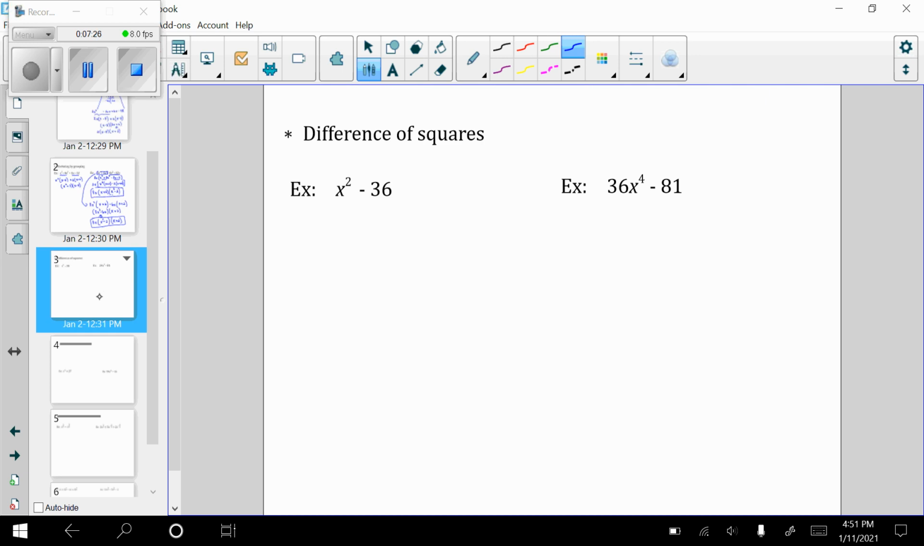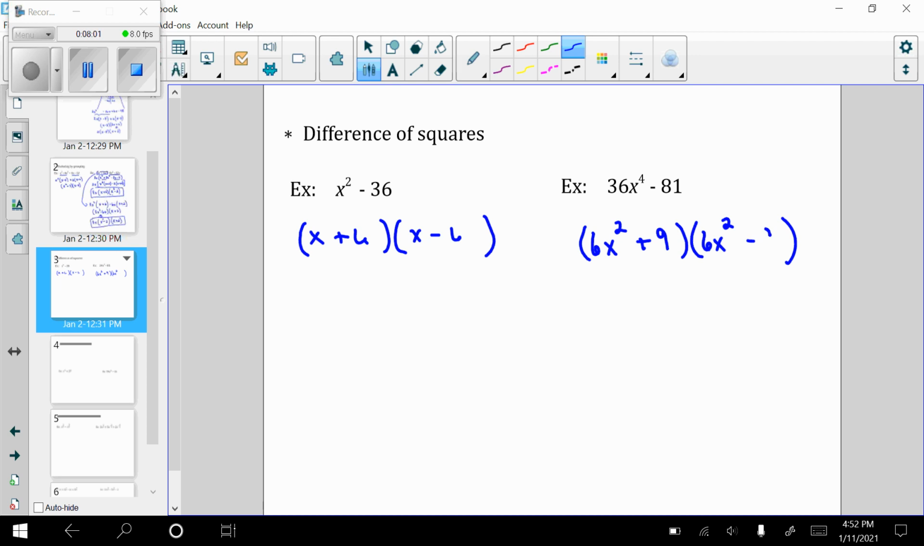Okay, so difference of squares is a nice pattern that hopefully we recognize. It always has to be subtraction, and it always has to be two perfect squares. So this is a basic one, x plus 6 and x minus 6. In this one I can see that my 36x to the fourth is a perfect square, and so is my 81. So I can get 6x squared and 6x squared for my first term, and then a plus 9 and a minus 9.